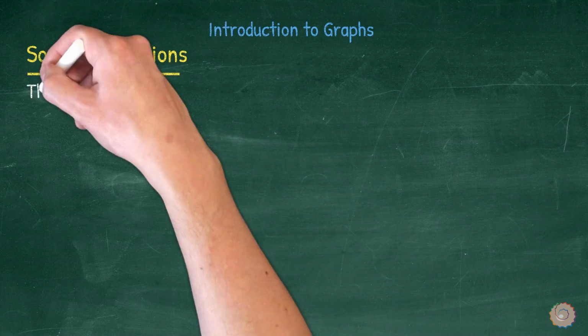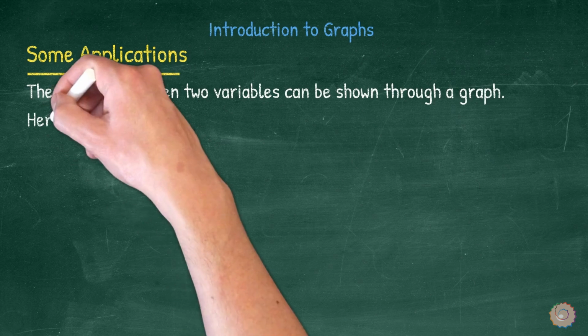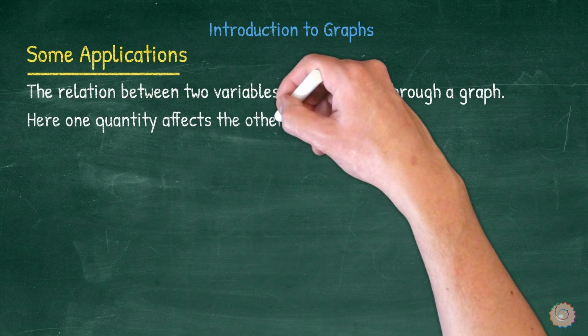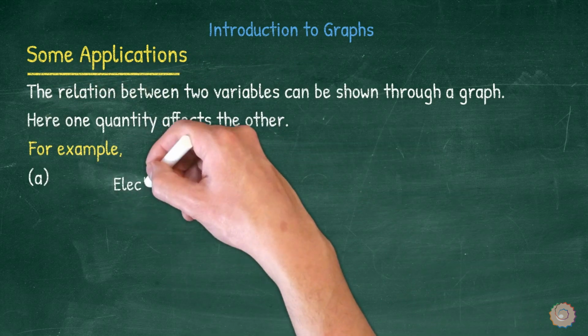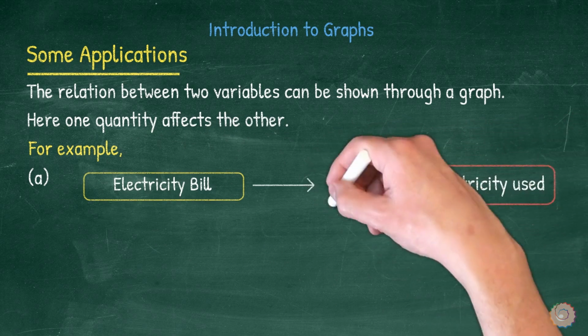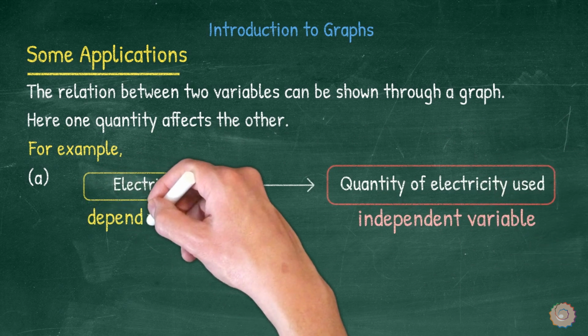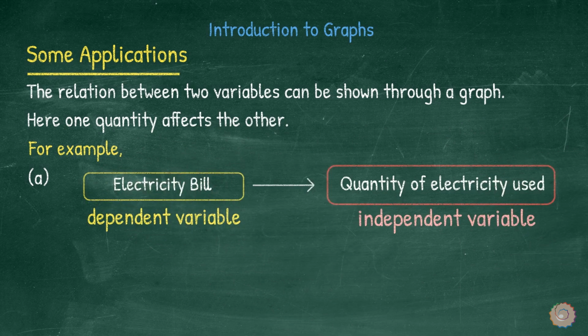In some applications, the relation between two variables can be shown through a graph. Here one quantity affects the other. For example, A. The amount of electric bill depends on the quantity of electricity used. The quantity of electricity is the independent variable and electric bill is the dependent variable.